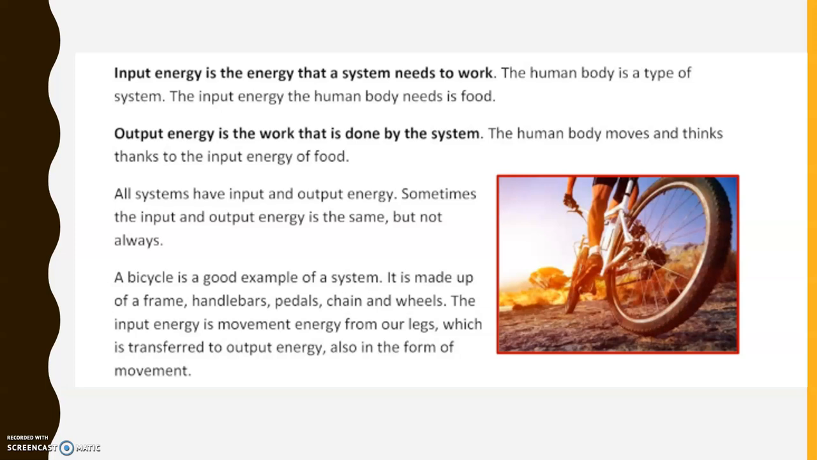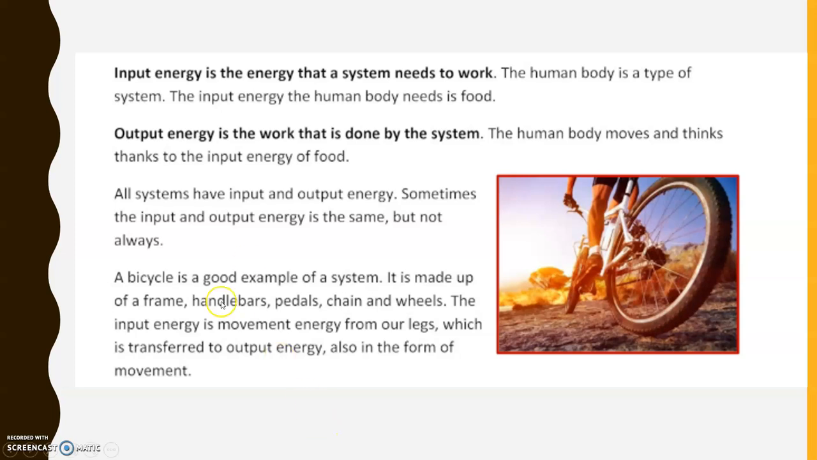Input energy is the energy that a system needs to work. The human body is a type of system. The input energy the human body needs is food. Output energy is the work that is done by the system. The human body moves and thinks thanks to the input of energy, which is food. All systems have input and output of energy. Sometimes the input and the output is the same, but not always.